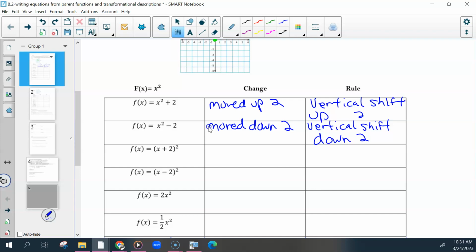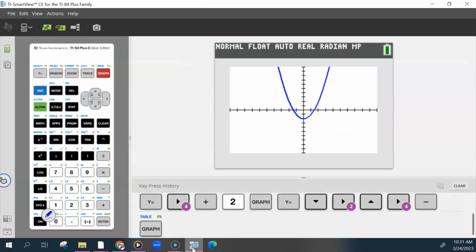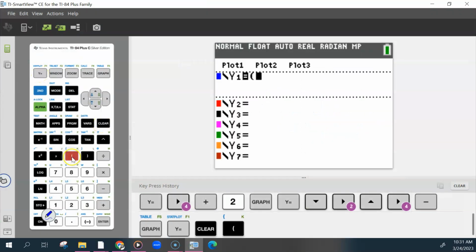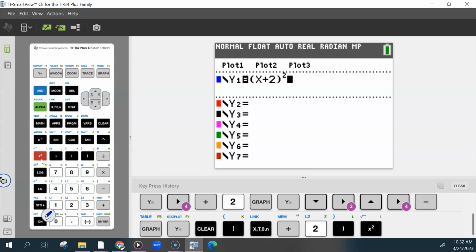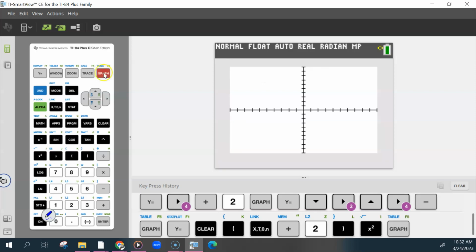So now we're going to do this next one and see what happens. So go ahead and put this into your calculator and see what happens, what changes. Make sure you're using your parentheses. Put the square on the outside. And then graph it. Compared to the original, what happened? Someone said it. Emma. It moved left too.